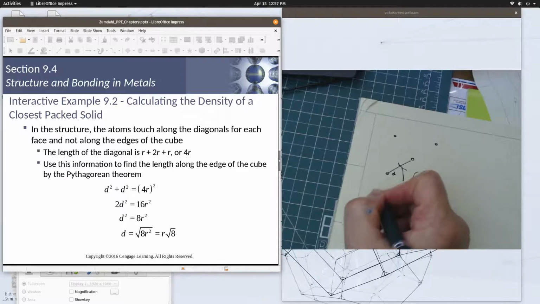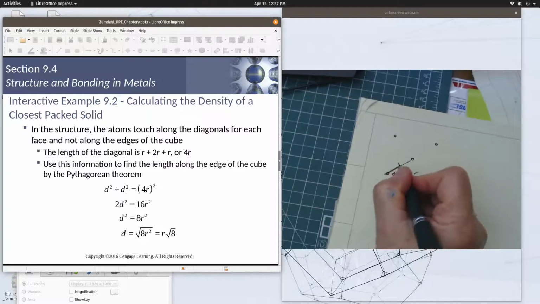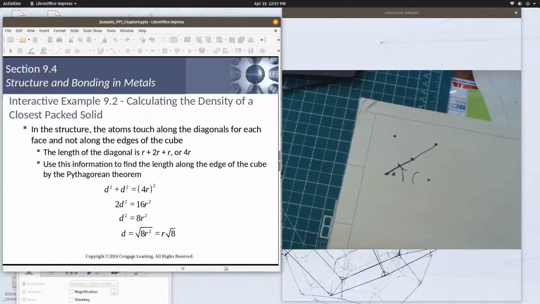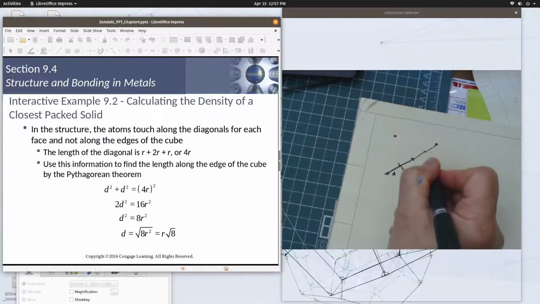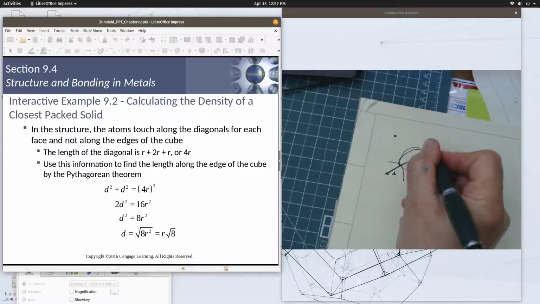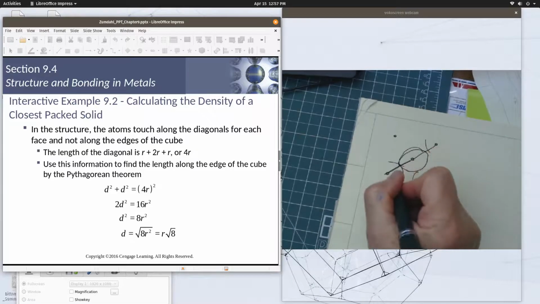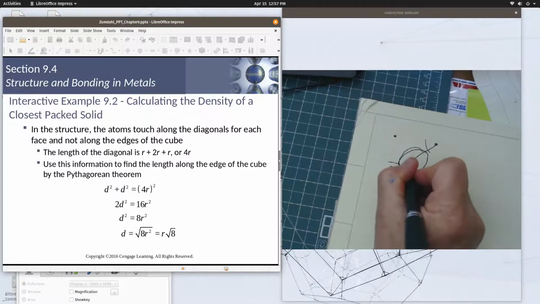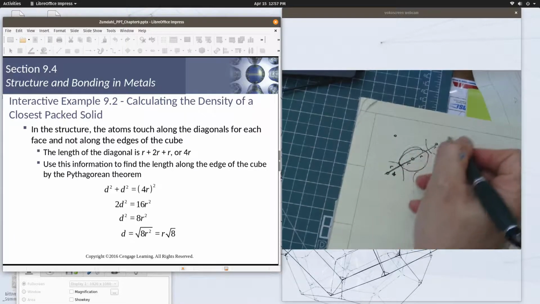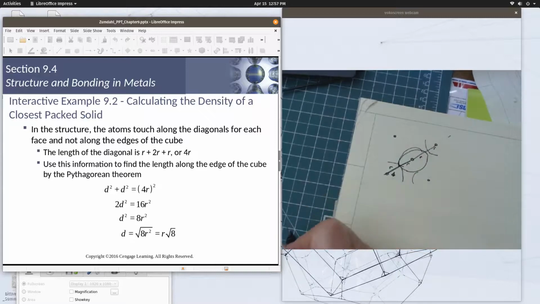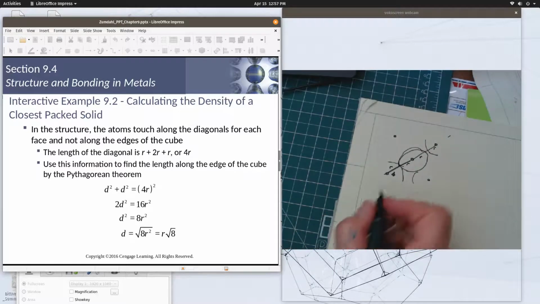So the length of this diagonal, so here's this diagonal. Here's one whole atom through here. I can't draw that very well. And half an atom here, and half an atom here. So here is a radius, a radius, a radius, and a radius, right? This is looking along the diagonal of one of those face-centered cubics. So the length of this diagonal is 4 times the radius.